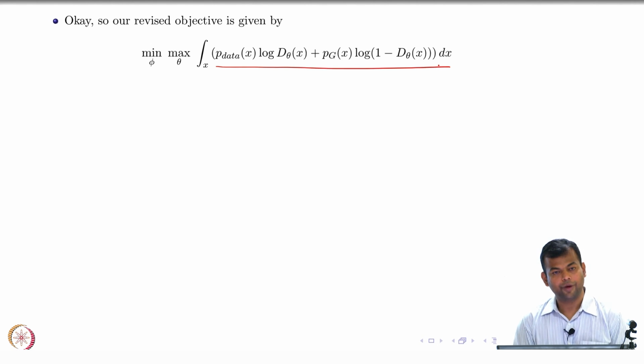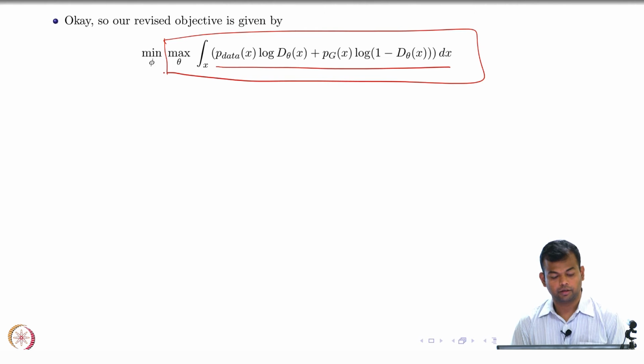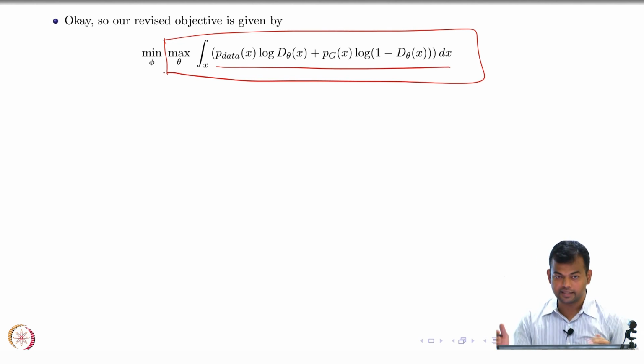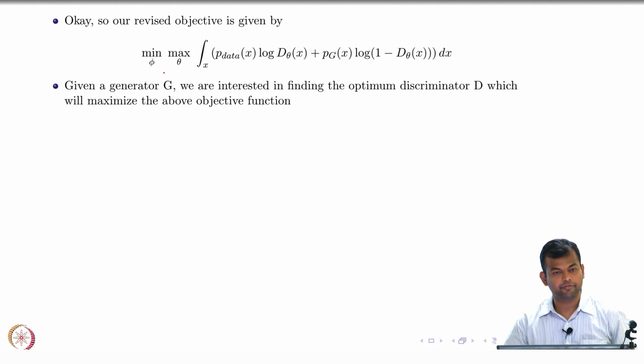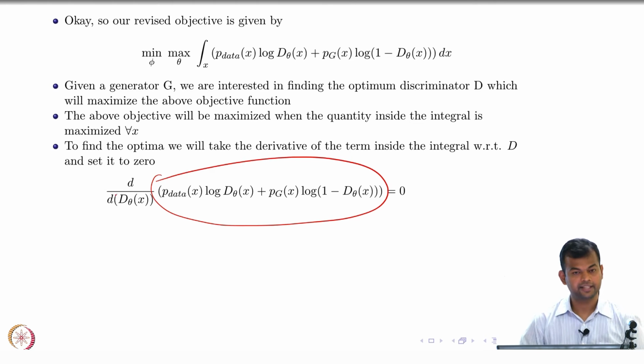Now when will this achieve its maxima? When for every given x, the term inside the integral is maximized. So instead of integral, just think of it as a sum. So you have a sum of some terms. You want to find the maximum of this sum. So the sum would be maximized when every term in the sum is maximized. Does that make sense? So then I just look at the quantity inside the integral, and I'll take its derivative with respect to d and set it to 0.